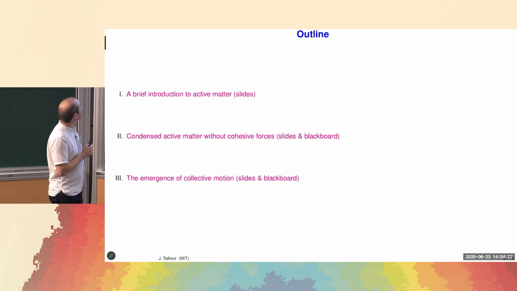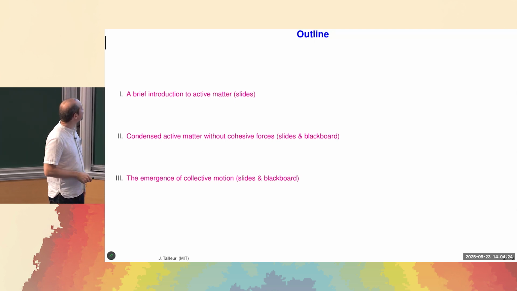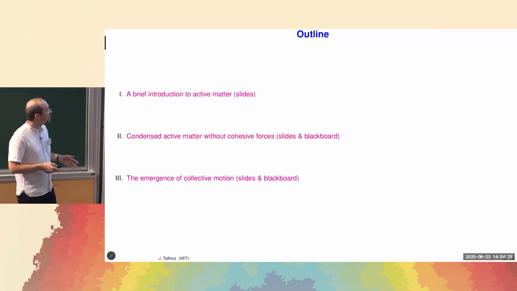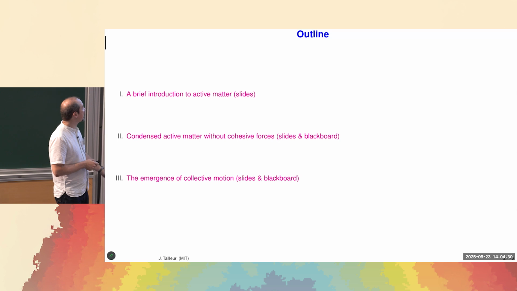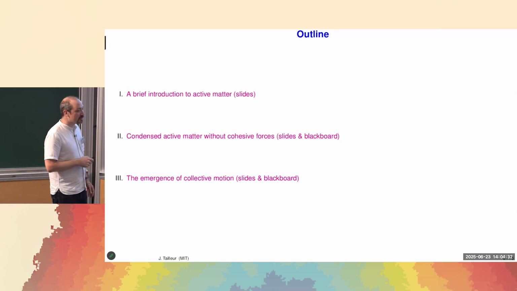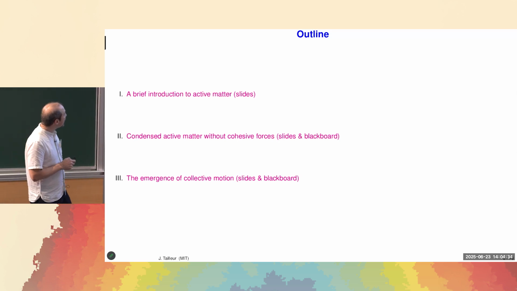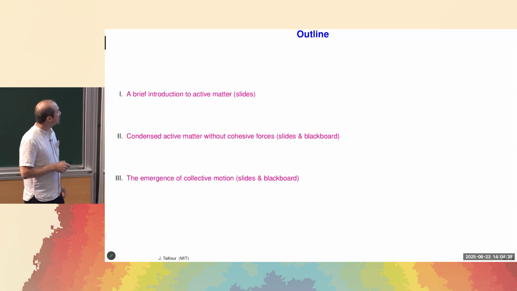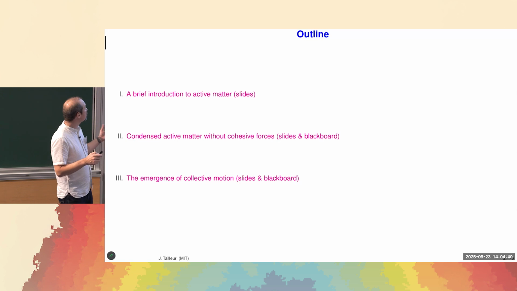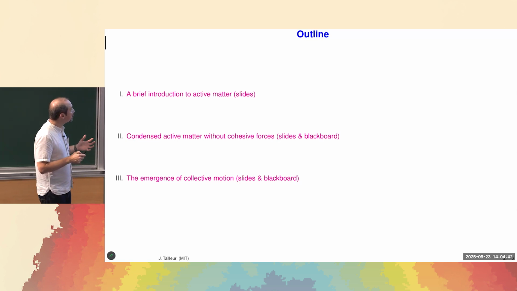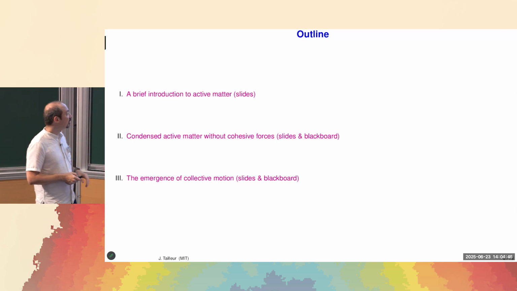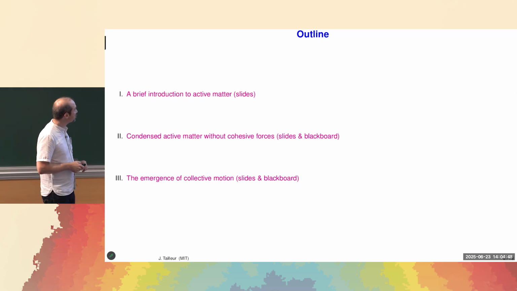The outline will be a very brief introduction to active matter using slides. I will go back and forth between slides and backboard, again, to be able to cover as much as I can and still try to be pedagogical from time to time. And I will discuss mostly two main collective behaviors that you can see in active systems. The first is how you can get condensed matter without cohesive forces, something that's impossible in passive equilibrium systems, and I will explain what I mean by that.